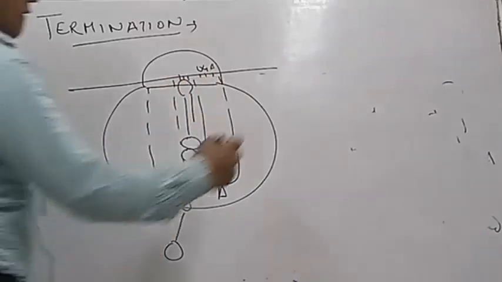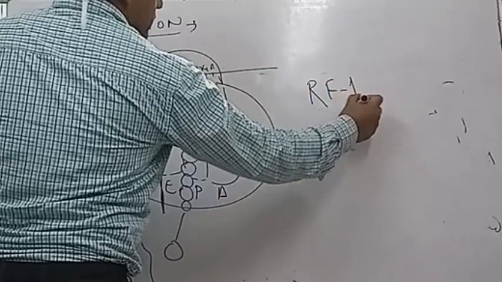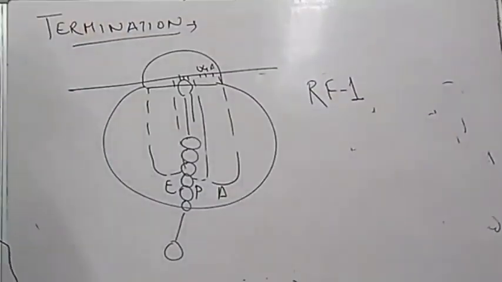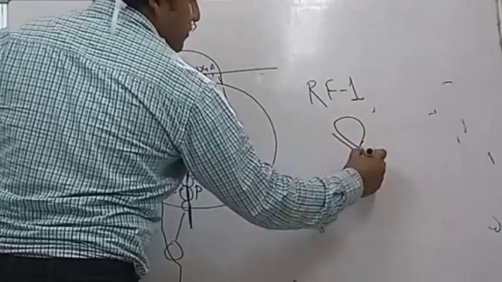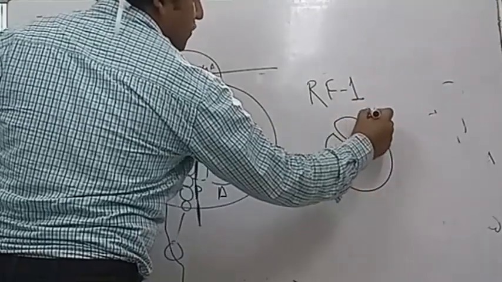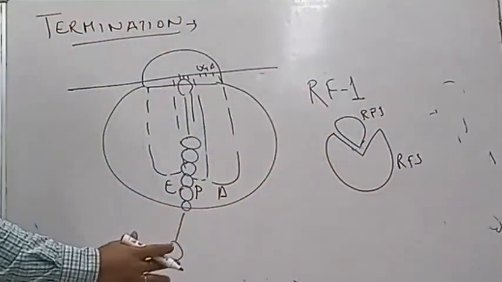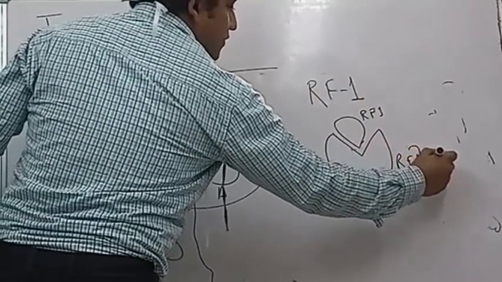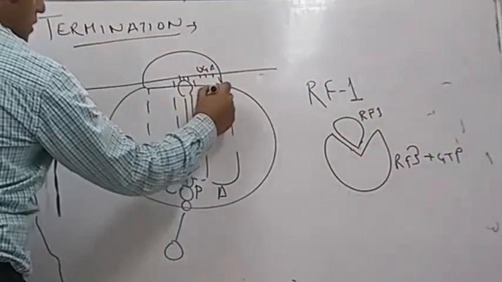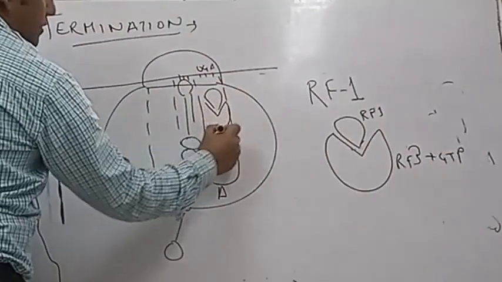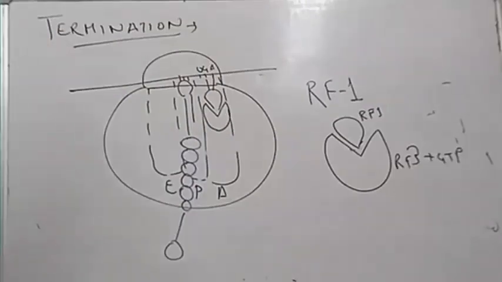Here what happens is that your termination factor, that is releasing factor 1, it comes into play. The releasing factor 1, suppose this is its shape, this is releasing factor 1, this is releasing factor 3. It gets joined with releasing factor 3 with the help of one GTP, and this releasing factor 1 and 3 is going to come and occupy this A site.